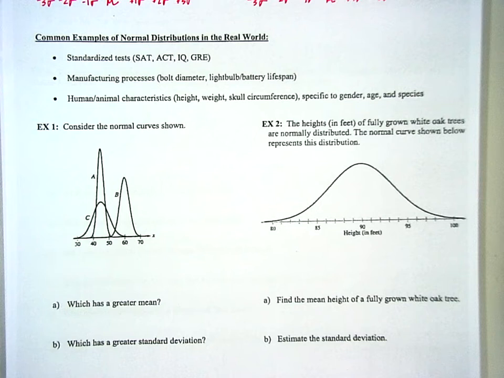A lot of things exist in nature or in terms of human and animal characteristics. So height, weight, skull circumference, but specific to gender, age, and species. All of those we're saying are roughly normal. So when we visualize distributions of data, it should again look bell-shaped and symmetric.